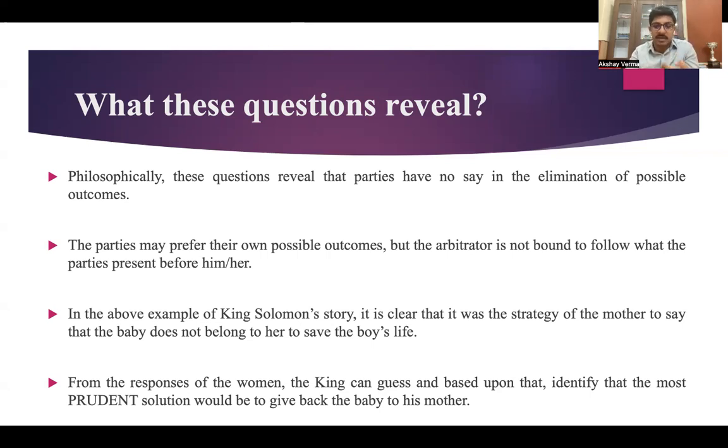So in this above example of King Solomon, it is very clear that it was a strategy of the mother, the real mother, to say that the baby does not belong to her, so that the life of the child is saved. वो चाहती कि मेरा बच्चा बच जाए बस. Now here one more thing is very important, that whatever decision the arbiter has to take, it has to be a reasoned decision, a prudent decision.